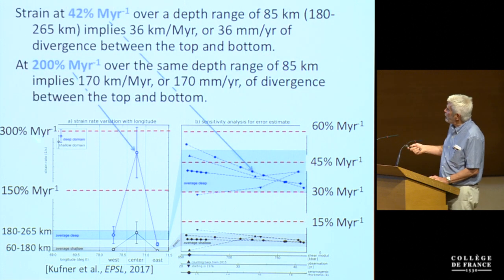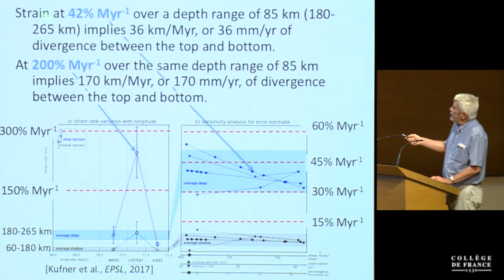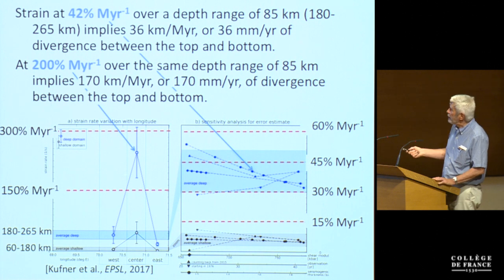And in the summary that they gave, this is now Kufner and her colleagues, the average rate they get is 42% per million years over this depth range, from 180 to 265 kilometers, 85 kilometers thick. That would be 36 millimeters per year. Again, a very high rate. In this narrow zone, it would be even higher, much higher, 170 millimeters a year. The strain rate at shallower depths is much lower, lower by a factor of 4 or 5.